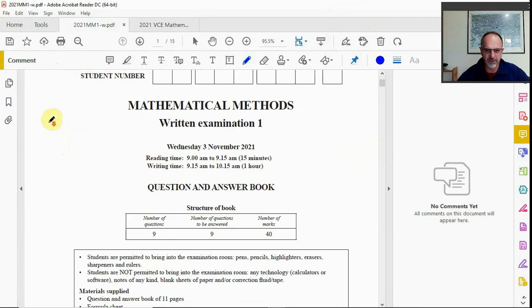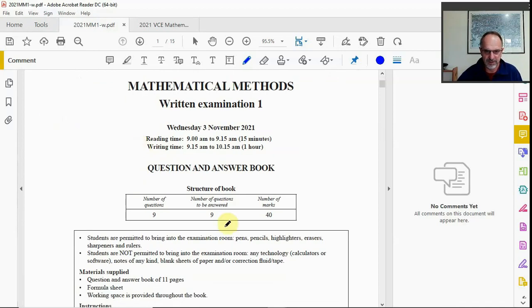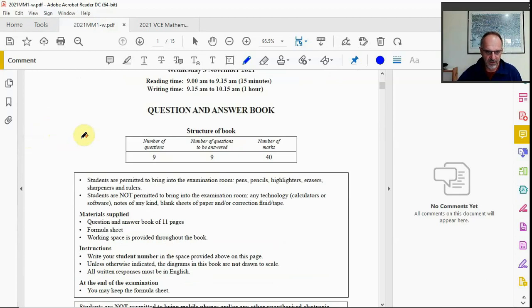All right, so I won't do the whole paper. I'll break it down into smaller sections, because there are 9 questions there, depending on the length of the question. Could be 2 or 3 questions at a time. All right.